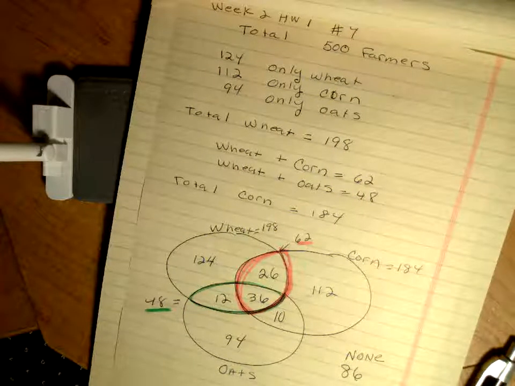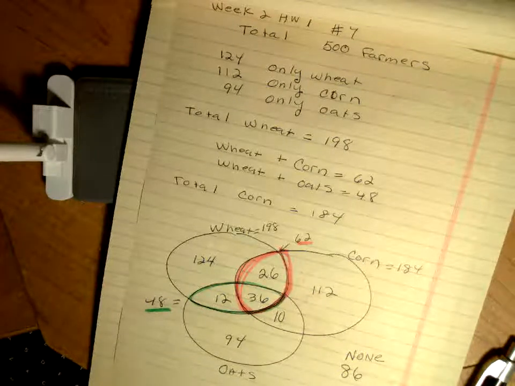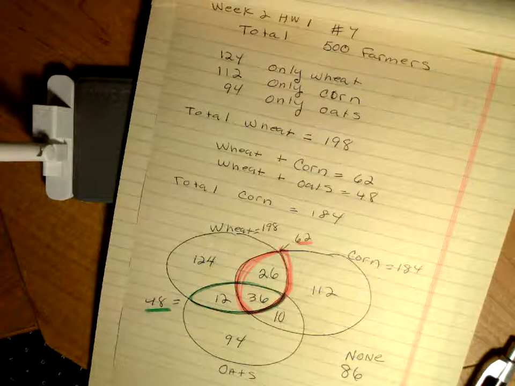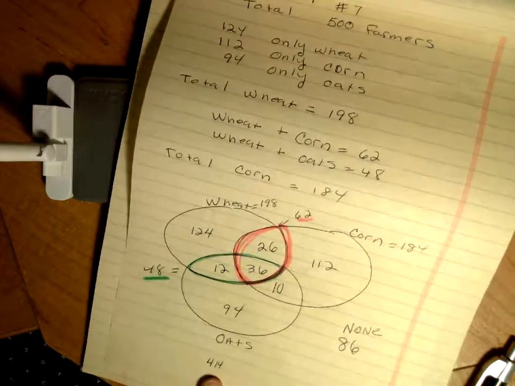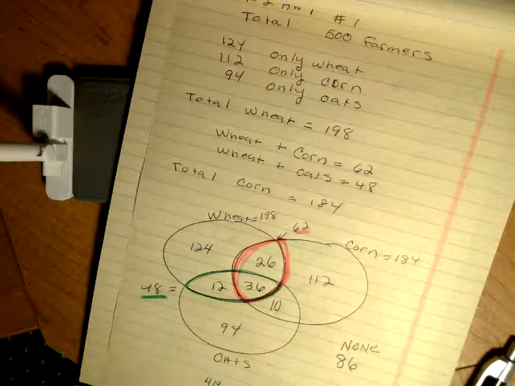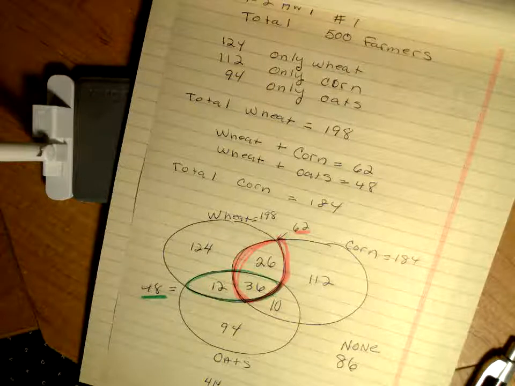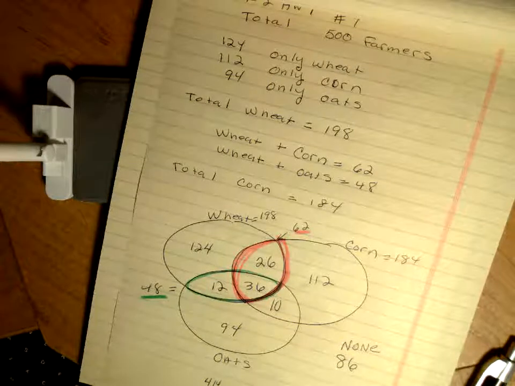So the first question in the problem says, of the farmers, blank grew at least one of the crops. Well, at least one of the crops means there could be any of them. So that is going to be the total that we found, which was that 414. And then the next question said, of the farmers, blank grew all 3. Well, that would be the intersecting, which would be 36. So once you have the Venn diagram filled out, it's easier to answer the questions.